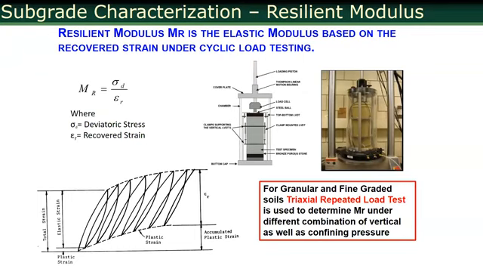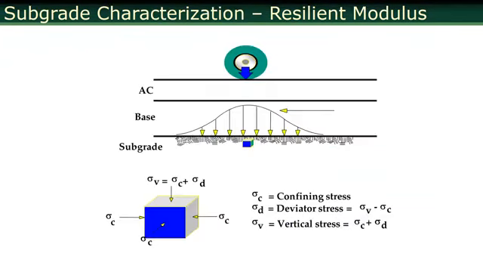This is a very difficult test to run. Even though there are new equipments out there that you can run relatively easily, people don't use this anymore. The important thing is that resilient modulus gives us the rutting characteristics of the subgrade, and that causes a lot of damage in the subgrade. Essentially, the resilient modulus test is run at the expected stresses in the field.